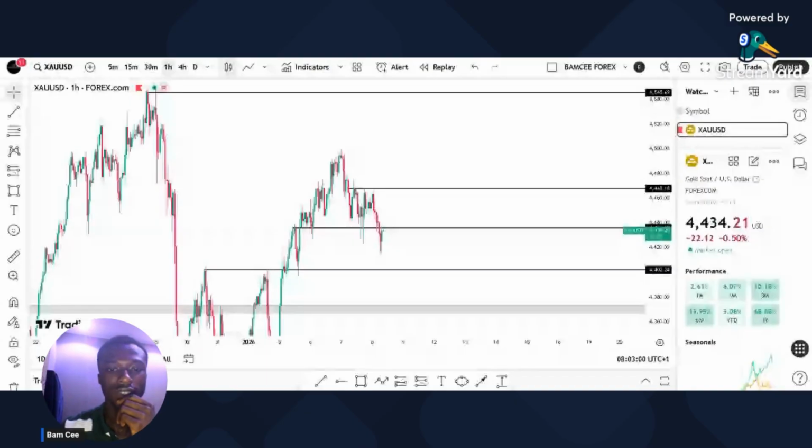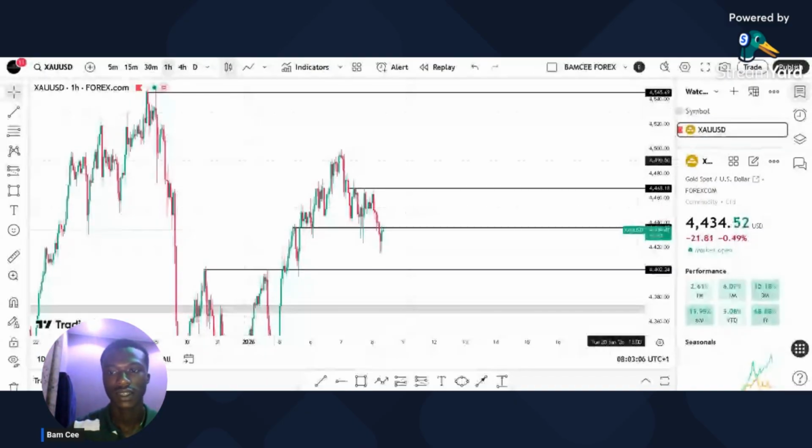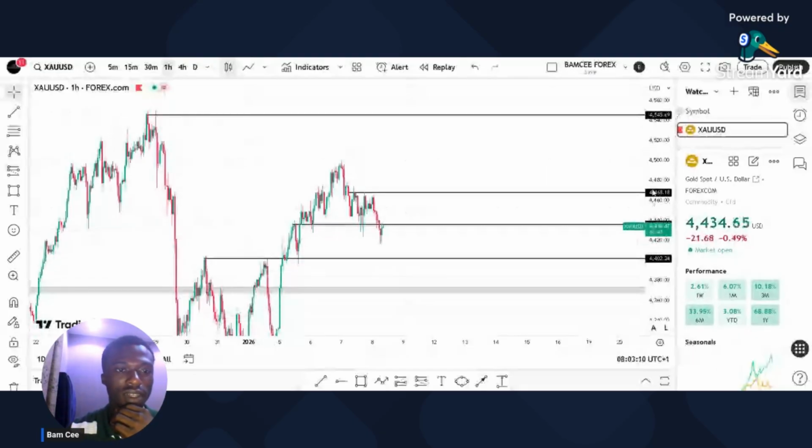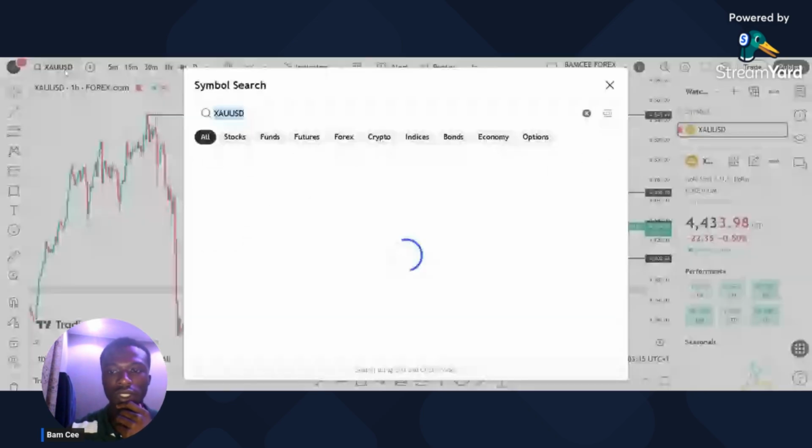Right now on XAUSD, we have these beautiful setups. All right, I've already done my analysis, and I think I should use a plain chart to explain that for you guys, so you can understand it better. All right, so let me use a plain chart.